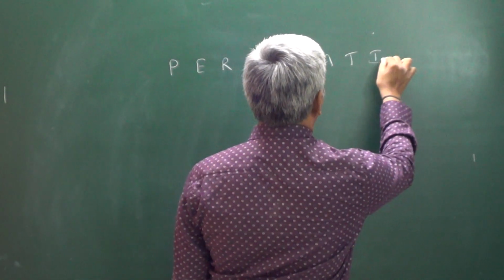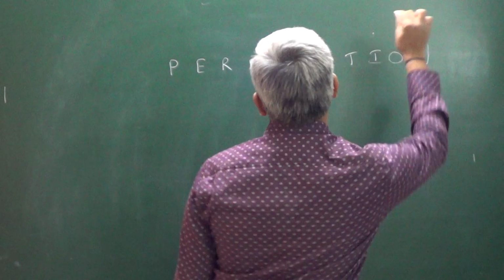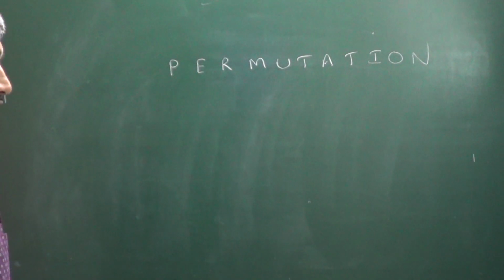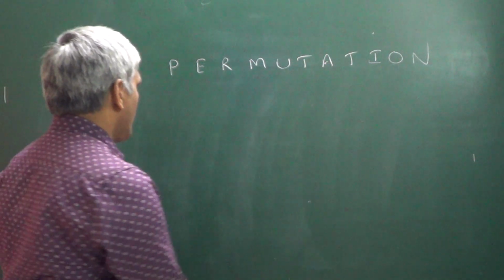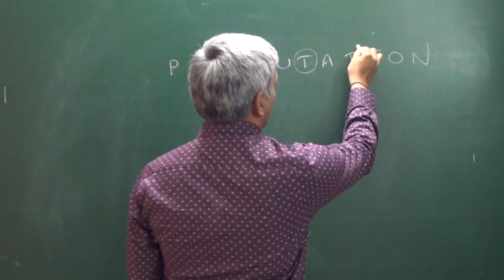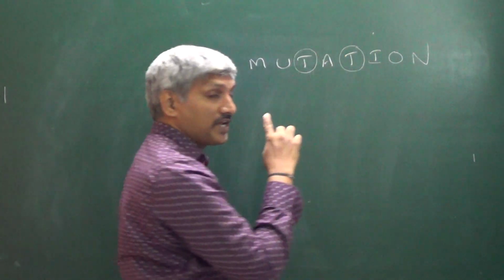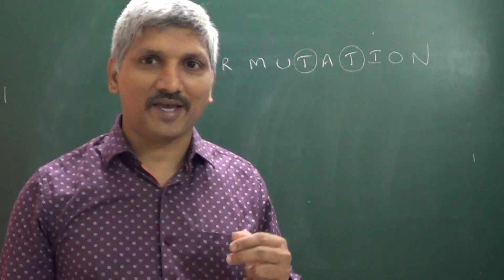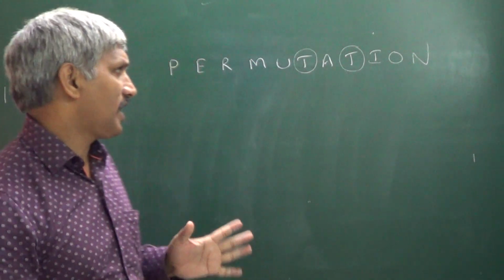Here we have to find the number of different words that can be formed by using the letters of the word PERMUTATION. But what happens here? This is T, and another T is there. There is repetition of letters: the same letter is appearing 2 times. Then what to do?